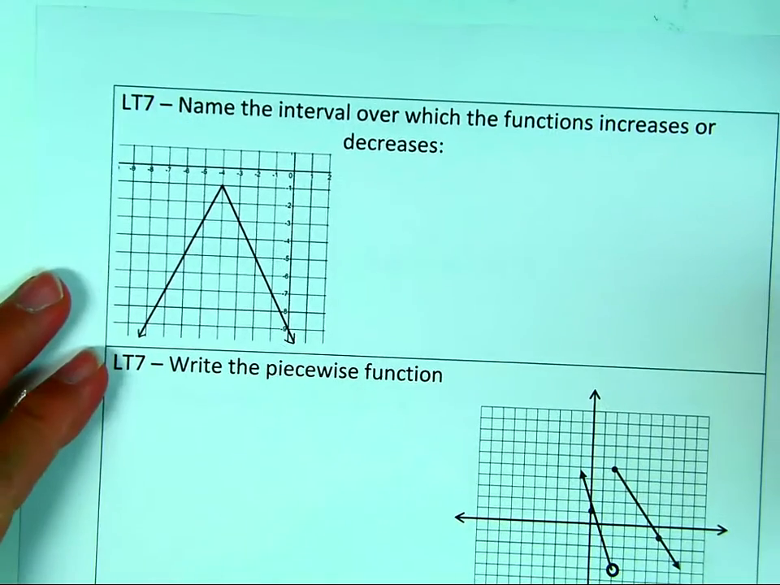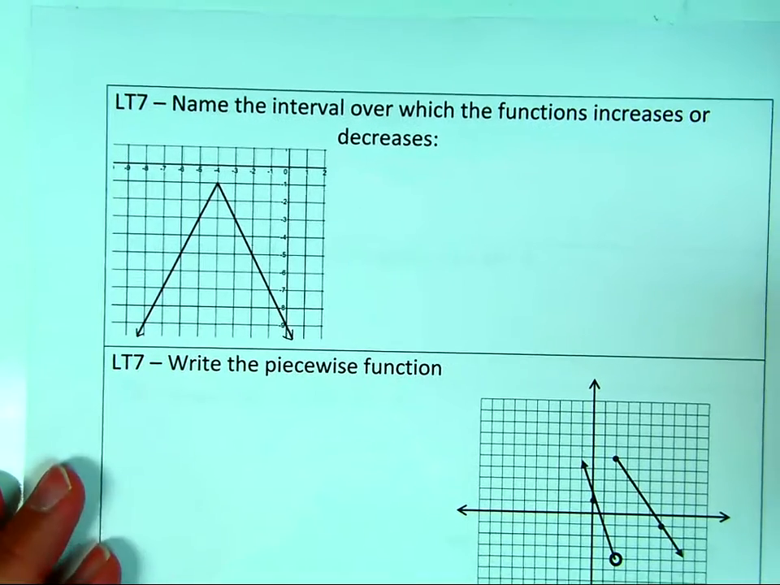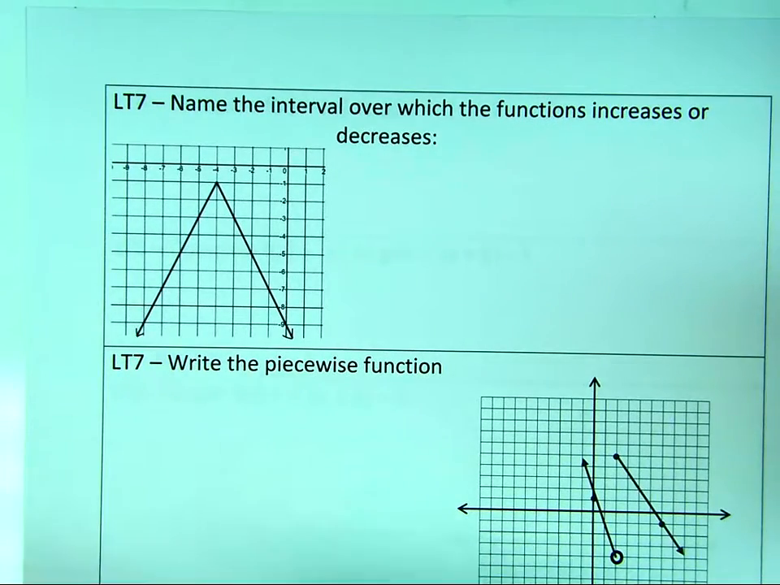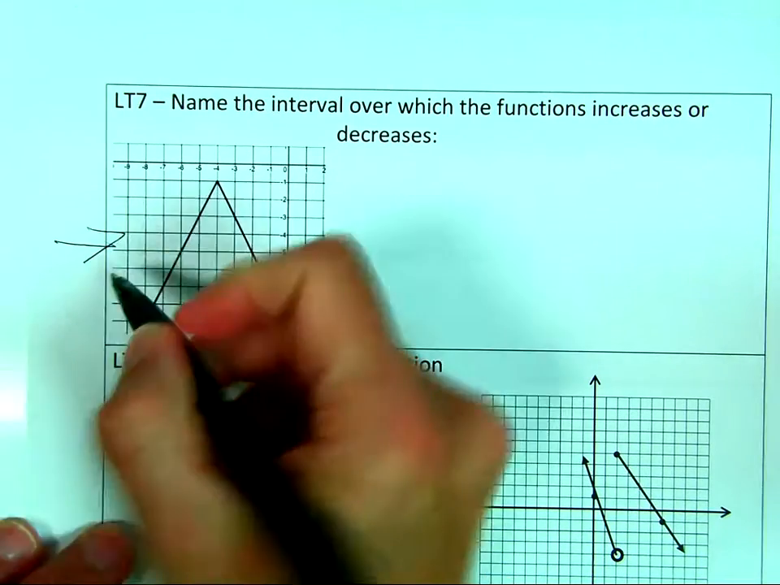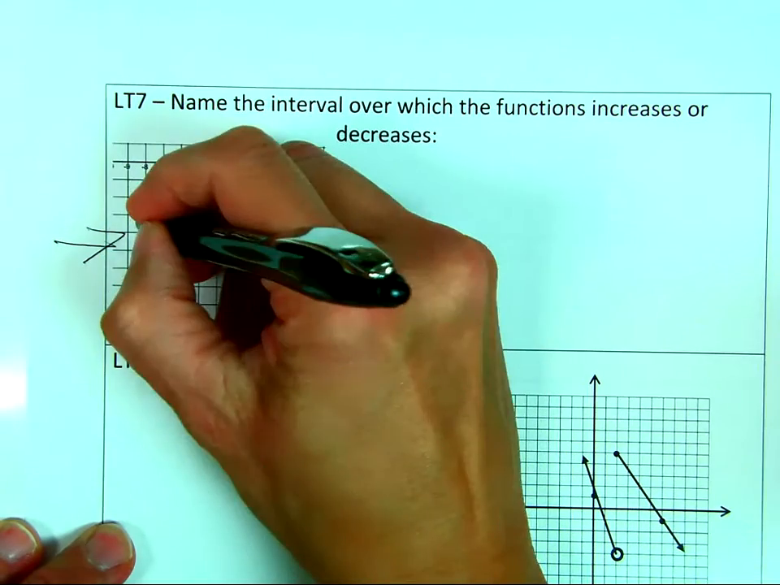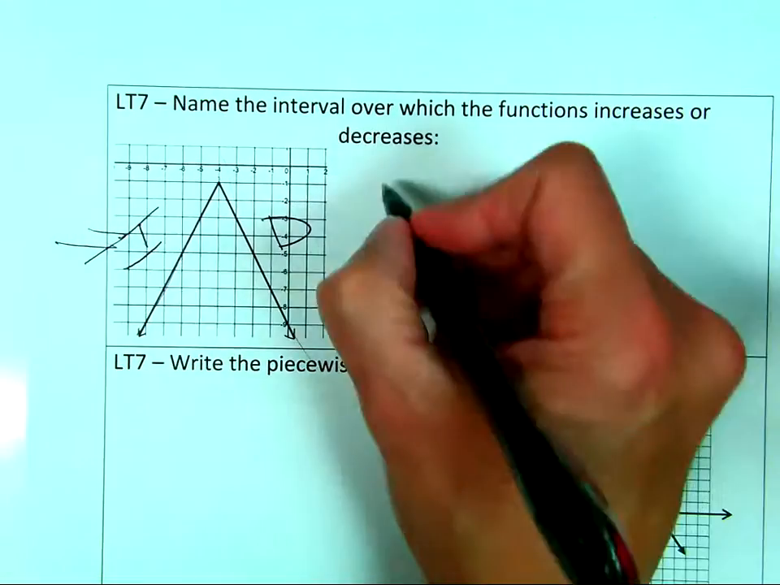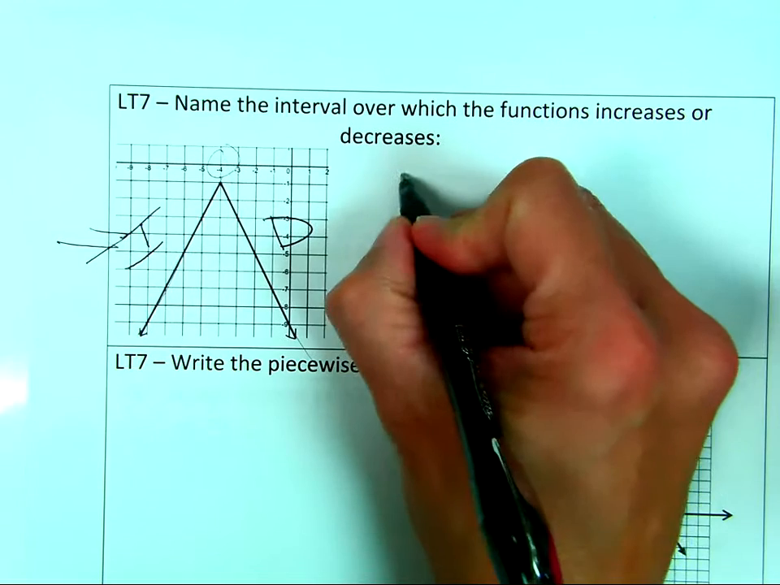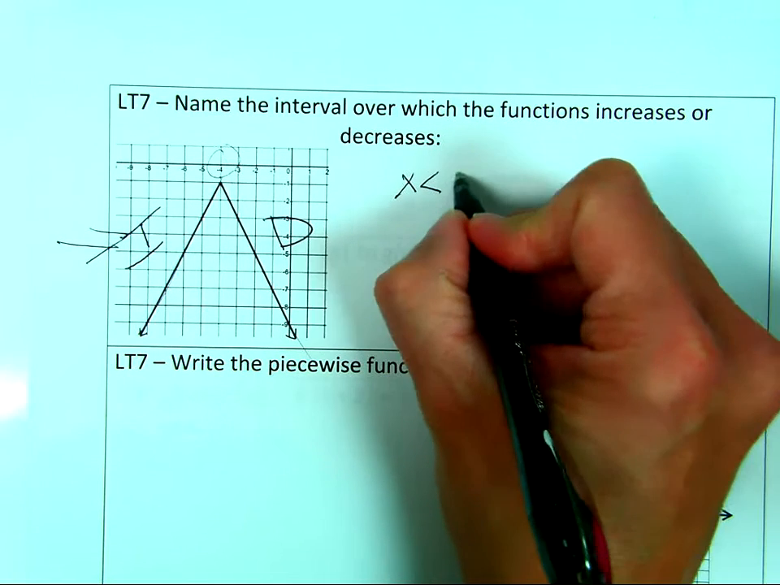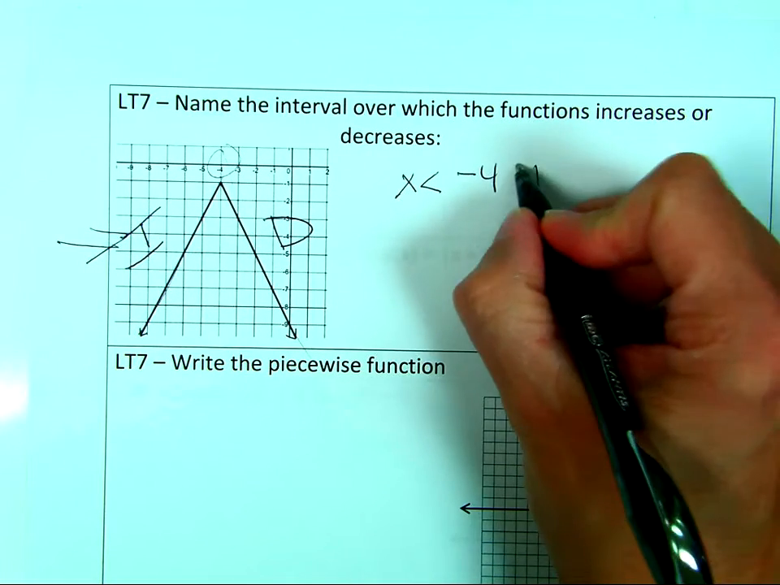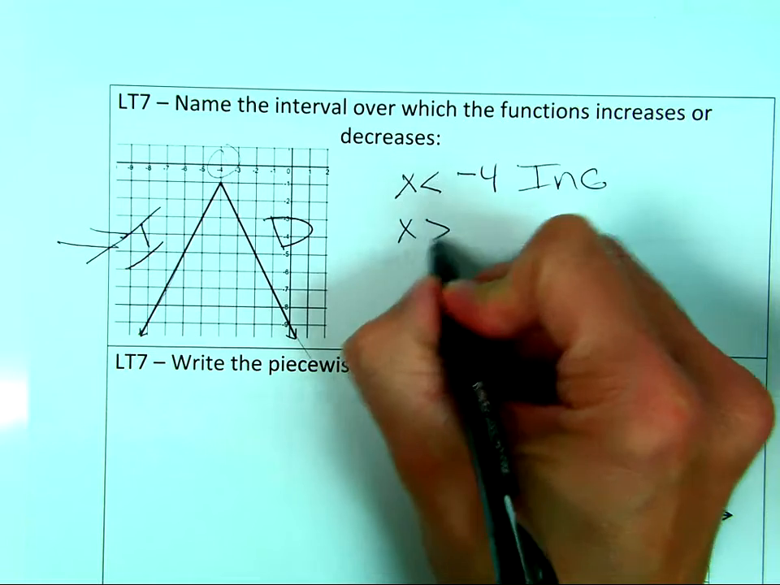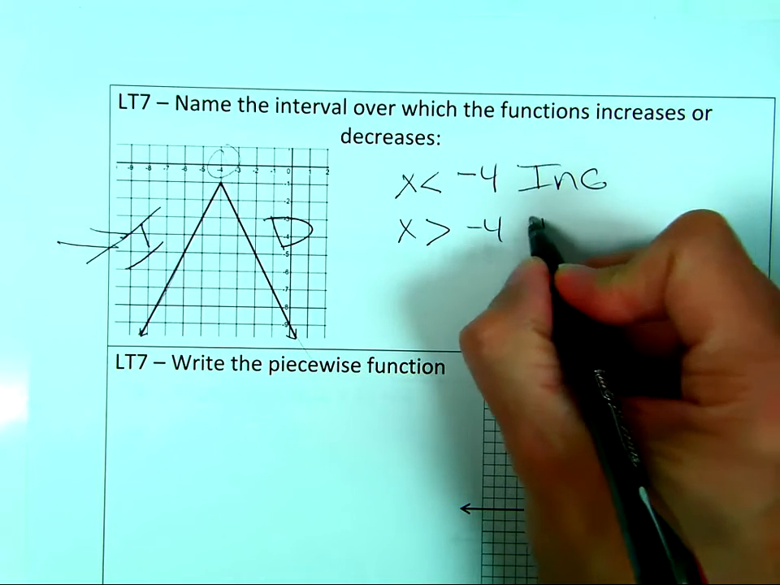So we're going to figure out what intervals we decrease and increase. So we always go from left to right, remember. So if I hit this line, I'm going to be going up, so it's increasing on this side, and then I'm going to go down, so it's decreasing on that side. So here's -4, and it's always an x value. So when x is less than -4, I'm increasing, and when x is greater than -4, I'm decreasing.